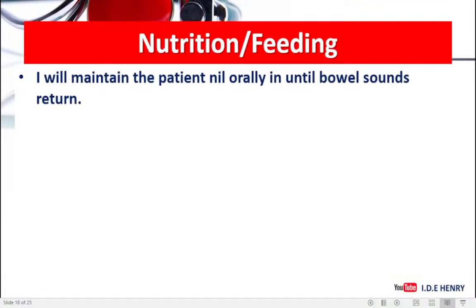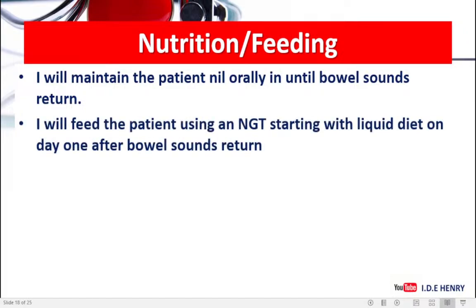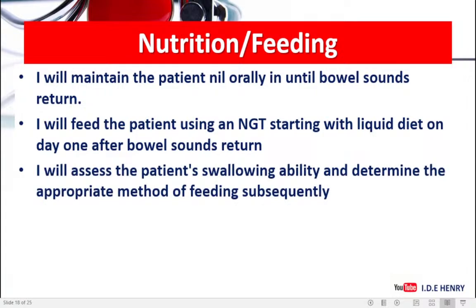Because the patient has a tracheostomy, it may cause dysphagia, which is difficulty in swallowing. So I will keep the patient nil orally until bowel sounds return. That's the first one. I will feed the patient using a nasogastric tube, starting with a liquid diet on day one. After bowel sounds return, I will assess the patient's swallowing ability and determine the appropriate method of feeding.